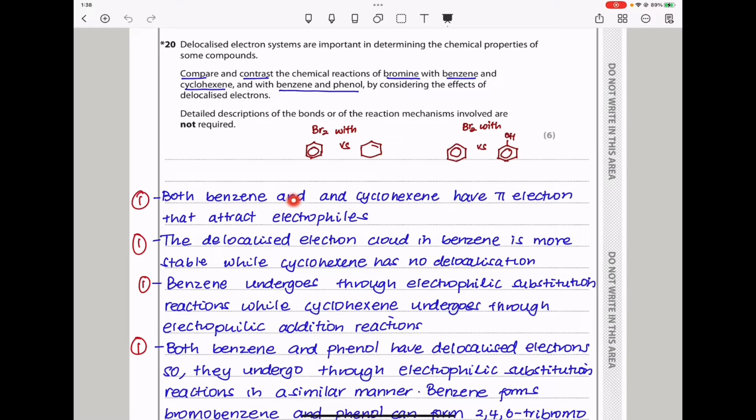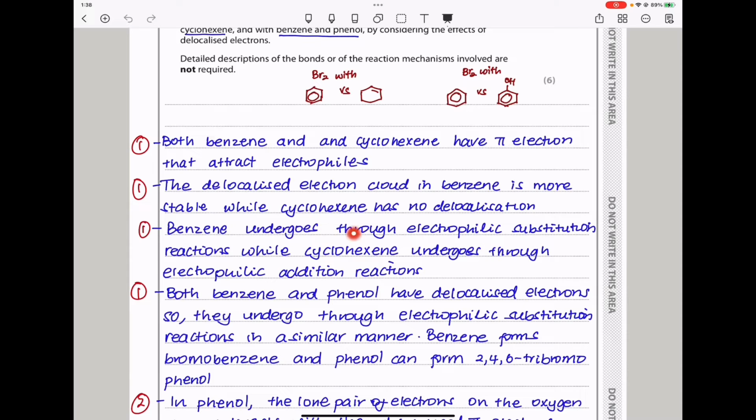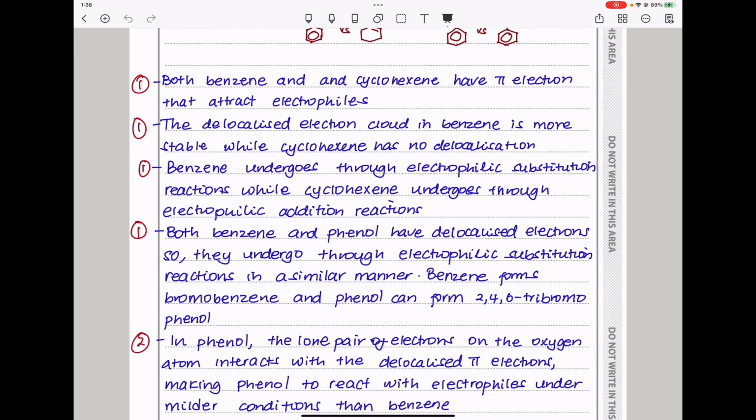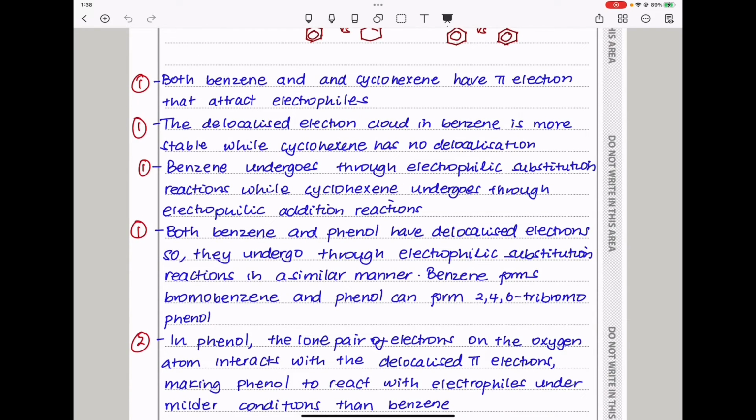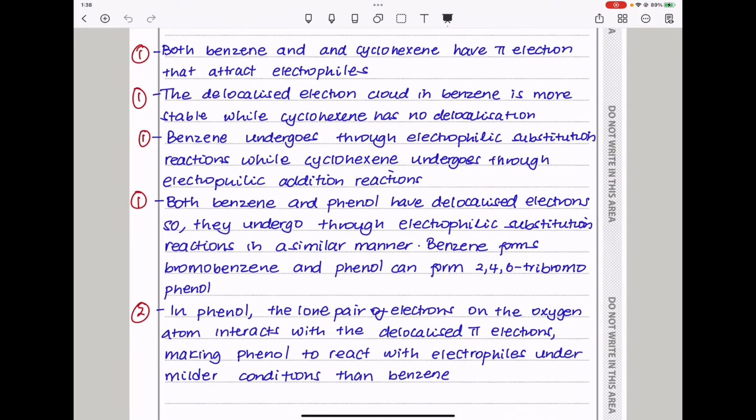Both benzene and cyclohexene have pi electrons that attract electrophiles. That is true, so they're going to react with electrophiles. But the delocalized electron cloud in benzene is more stable, while cyclohexene has no delocalization. Benzene undergoes electrophilic substitution reactions, while cyclohexene undergoes electrophilic addition reactions. Both benzene and phenol have delocalized electrons, so they undergo electrophilic substitution reactions. In a similar manner, benzene forms bromobenzene, and phenol can form 2,4,6-tribromophenol.